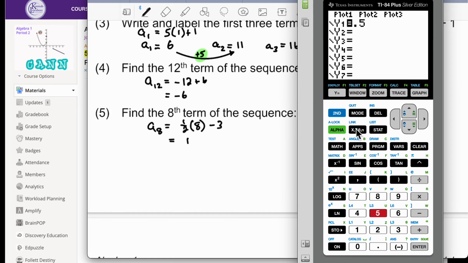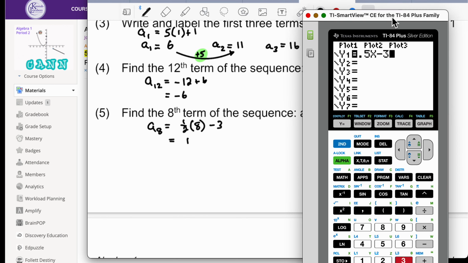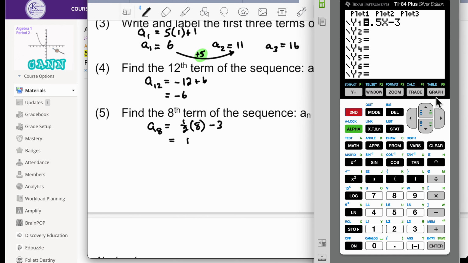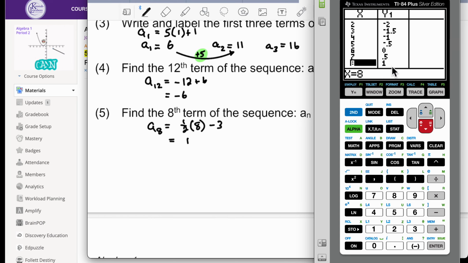So I'll put it in as 0.5. 0.5x minus 3. All right, so same expression, just using an x. Then go into the table and just look for the 8th value. All right, so it's set up as whole numbers, so we're good to go. The 8th value is the number 1.